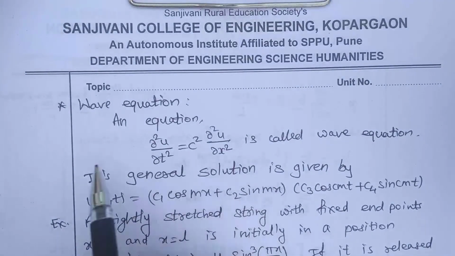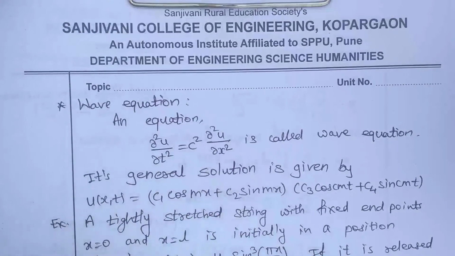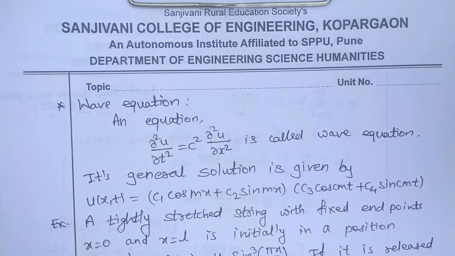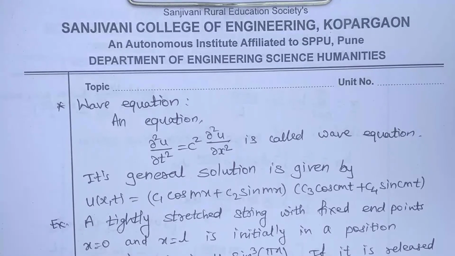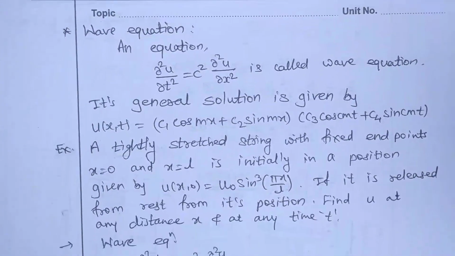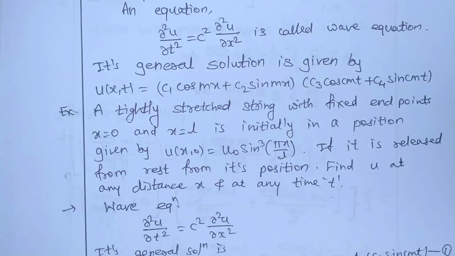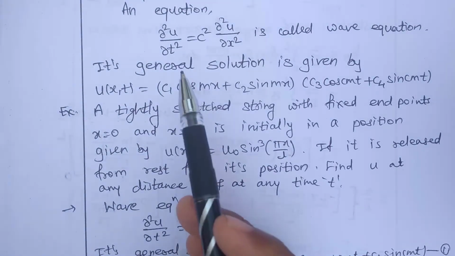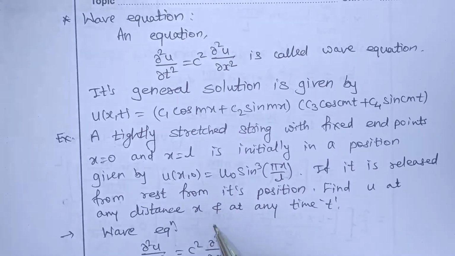By using this most general solution, we have to find the solution for the examples depending on the wave equation. Depending on the conditions, we have to find the constants c1, c2, c3, c4 and m. So let us take a first example, a tightly stretched string. Just concentrate here. We are going to solve the examples on the vibration in the string.